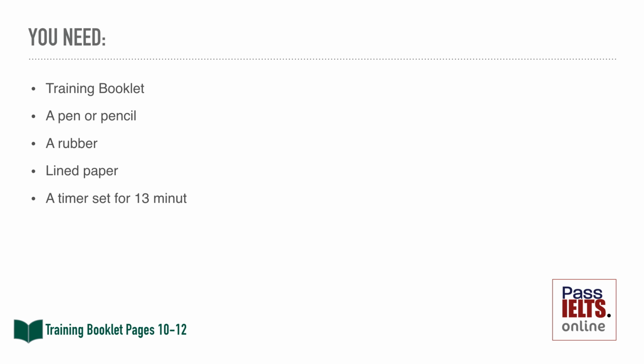Before you start this lesson, you will need to have the following to hand: your training booklet, a pen or pencil, a rubber, lined paper, and a timer set for 13 minutes for practice 1 and again for 20 minutes for practice 2. You can follow the lesson in your training booklet, where you will find all the writing tasks, example answers, and the writing answer sheets.